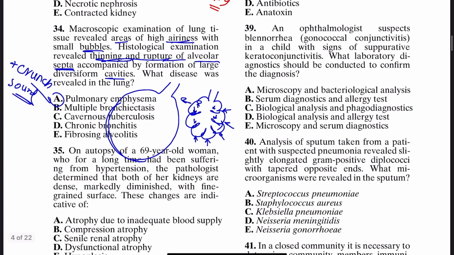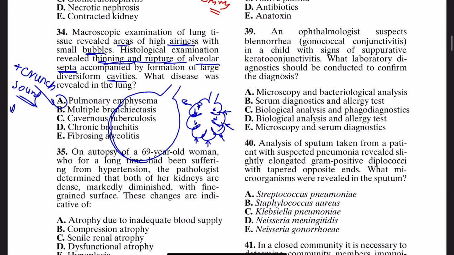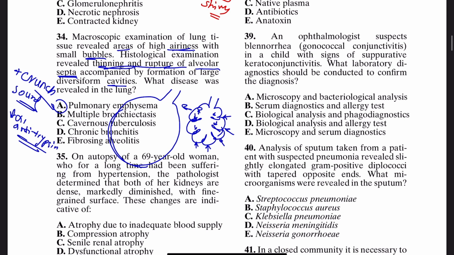And of course, you should know that it's due to a decrease of alpha-1 antitrypsin. It's the molecule that will protect the alveoli from going into this condition.